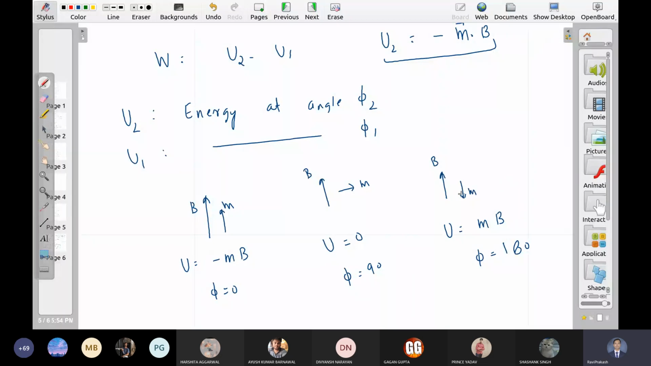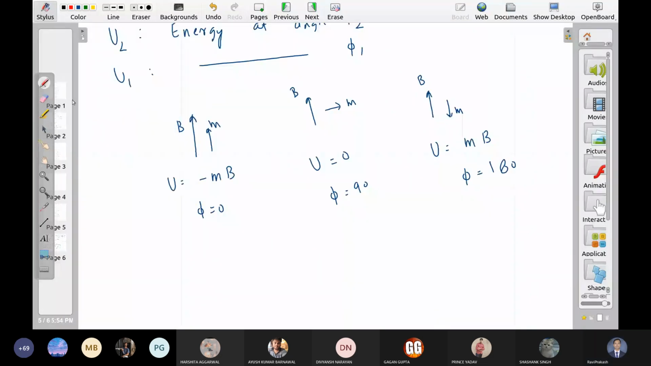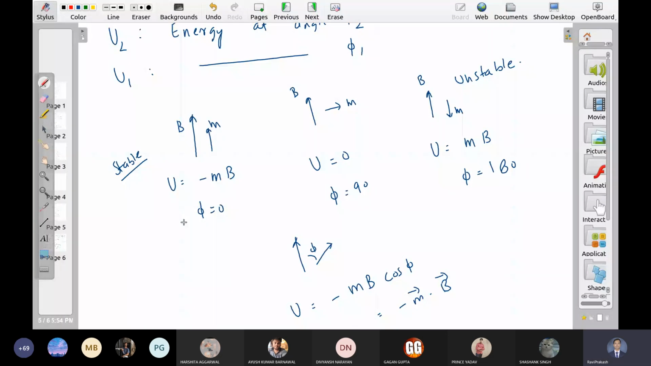And when they are making some angle, जब कोई angle है इन दोनों के बीच में, the angle is phi. Energy is how much? Minus mb cos phi or minus m dot b. So this is the stable case. It is the minimum possible energy. This is the unstable case because it is now at maximum energy and other states are intermediate. So this is the energy of the dipole moment. Now let us apply this formula.